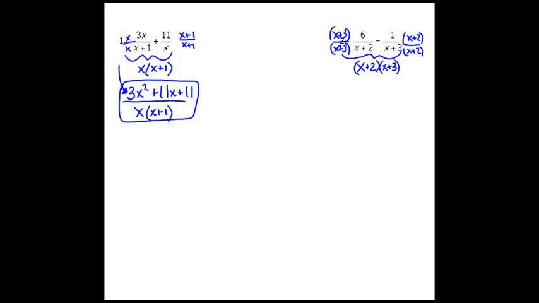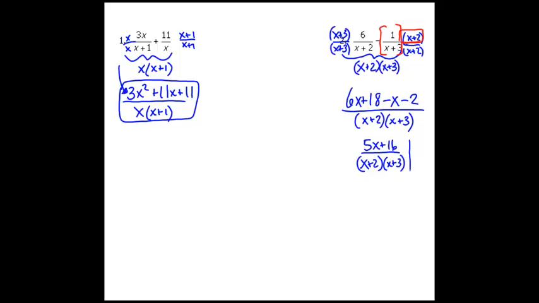You should get 6x plus 18 minus, now keep in mind I am subtracting this entire fraction, so that means these are going to work out to be negative. So that's going to be minus x minus 2 over x plus 2 times x plus 3. When I simplify that, I get 5x plus 16, which cannot be factored, over x plus 2 times x plus 3. So far so good?